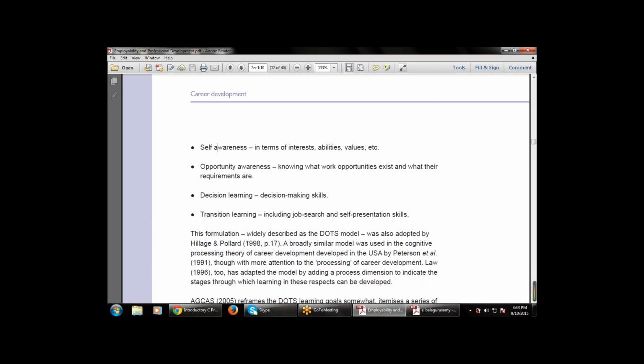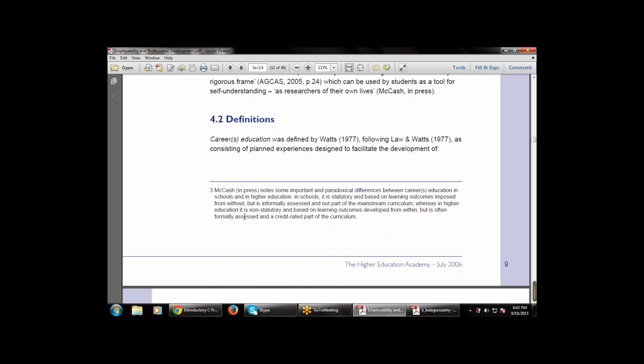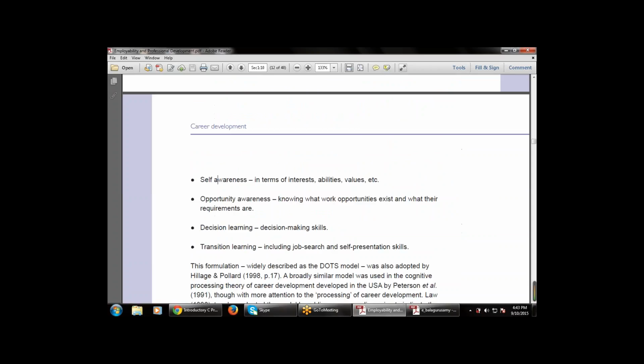So career development includes the following: self-awareness, opportunity awareness, decision learning, and transition learning. These are the four parts of career development by which anyone can develop their career. These four skills are very mandatory and common for career development. These are the definitions given by Watts and colleagues, consisting of planned experiences designed to facilitate the development of self-awareness, opportunity awareness, decision learning, and transition learning.